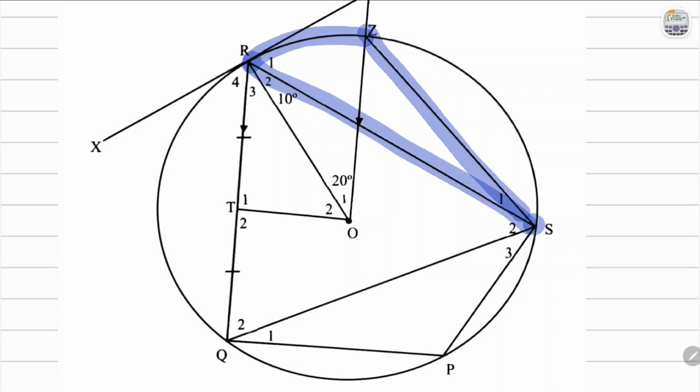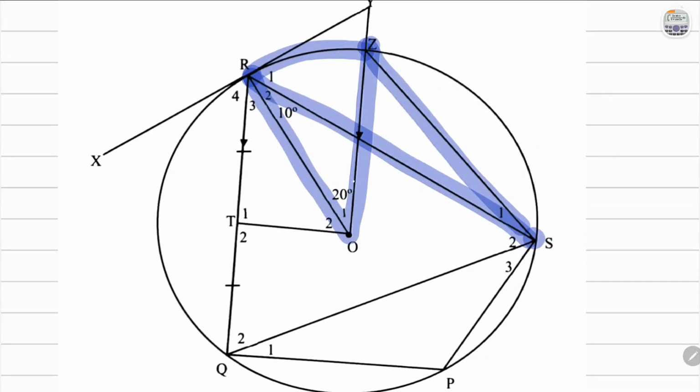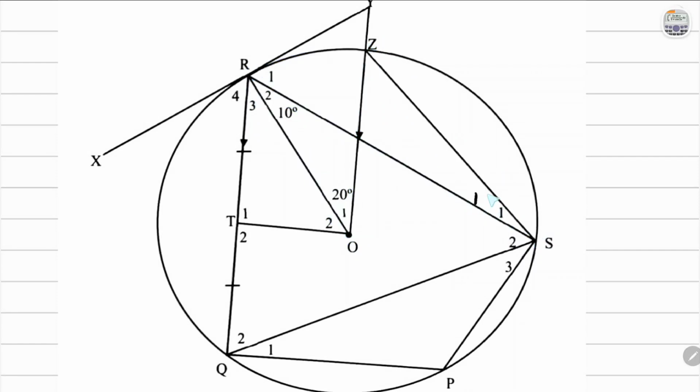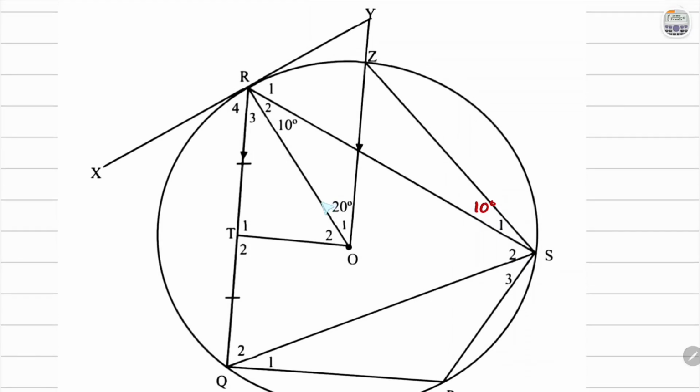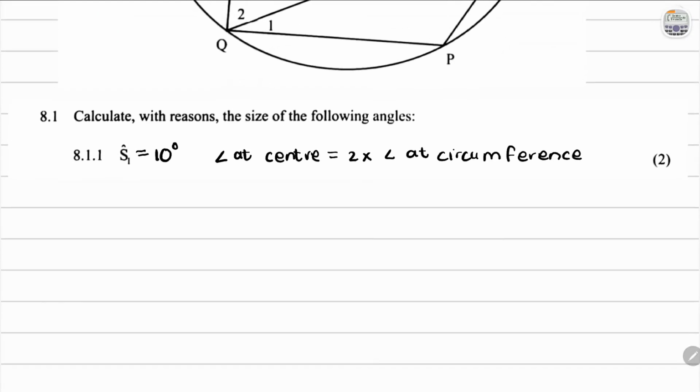But we also know the rule that states that the angle at the center is double the size of the angle at the circumference as long as they're supported by the same chord or arc. And I can see that over here. This is supported by RZ, but we also have another angle at the center supported by RZ. So if this is 20 degrees, it's double the size of this one. So that will therefore be 10 degrees. Let me just put it in another color. So we have 10 degrees over there, and that is because the angle at the center is twice the angle at the circumference. Okay, so that is it for that question.